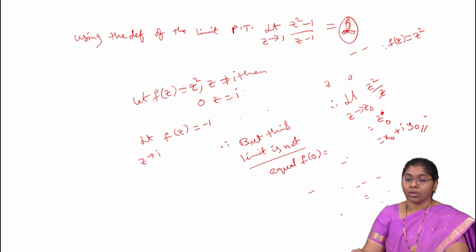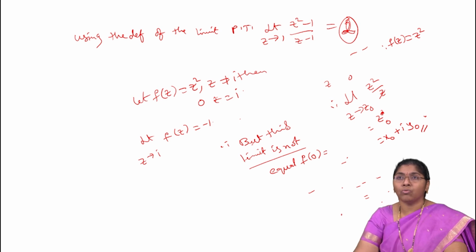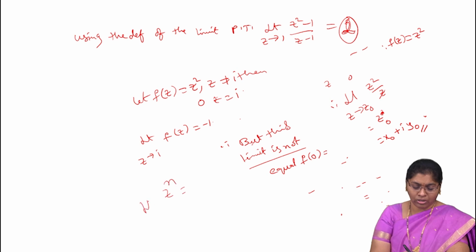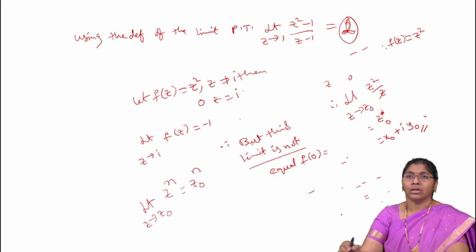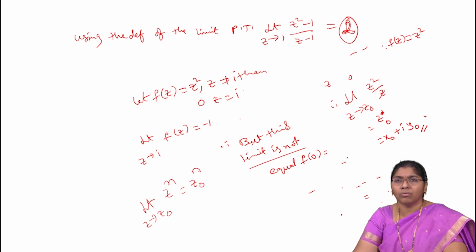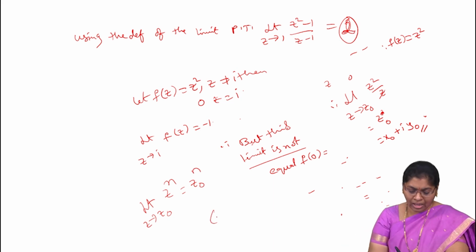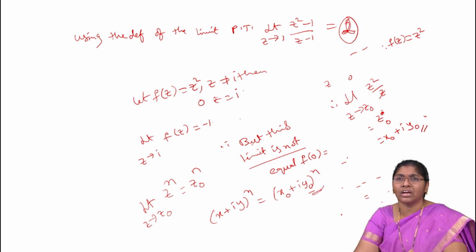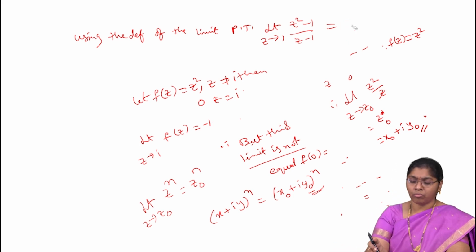Now some problems are there, like z power n tends to z0 power n. We can solve that also. The limit as z tends to z0 of z power n is z0 power n, so the limit exists. For example, (x plus iy) whole power n equals (x0 plus i y0) power n. It also exists. We can also consider any constant k, if it exists. Okay, these are the problems of limits.